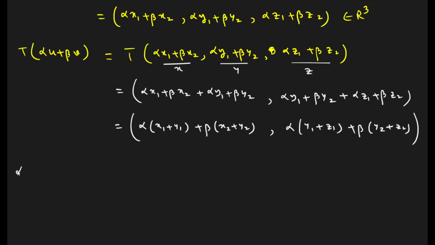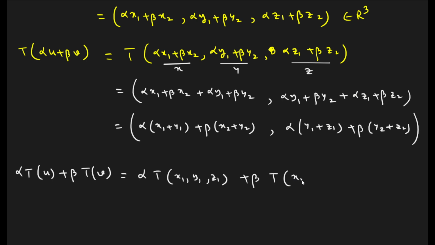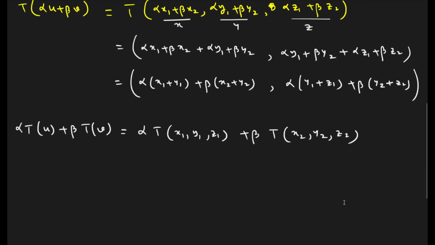Now what is the right hand side? Alpha into T of u plus beta into T of v. So alpha into T of, our u is x1, y1, z1, beta into T of, what is v? x2, y2, and then z2. So again, the transformation definition will write alpha.